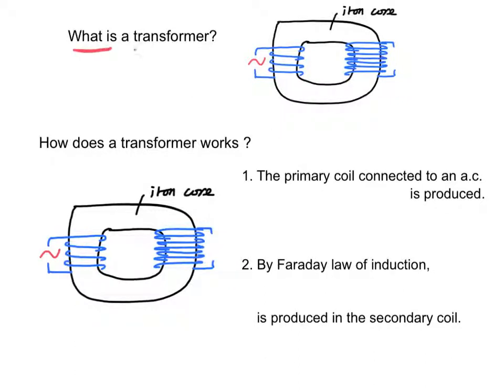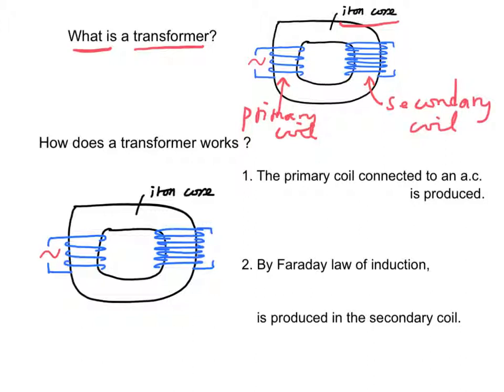What is a transformer? A transformer is made by connecting two sets of coils winding on an iron core. One set is called the primary coil, and the other set is called the secondary coil.